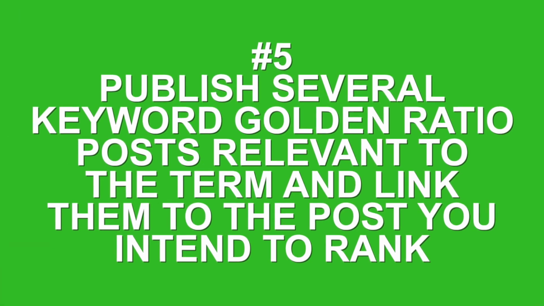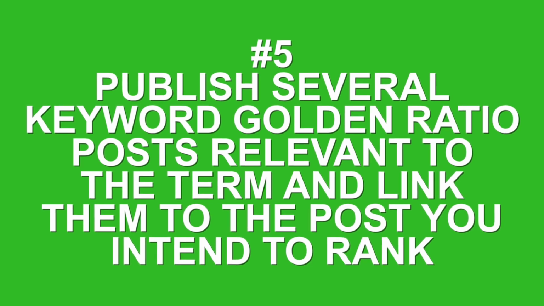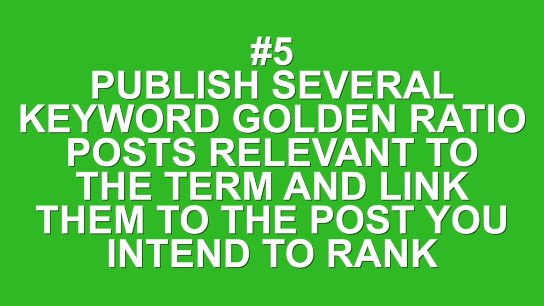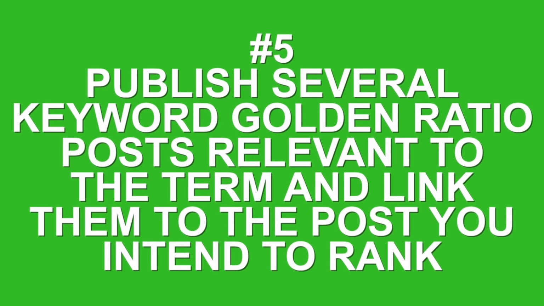You should go find keyword golden ratio type keywords. That's KGR. If you're not familiar, be sure to check out the playlist on the topic. Publish several keyword golden ratio compliant pieces of content on your site, say like 4 to 10 pieces of content that are relevant around the keyword that you're trying to rank, and then place links in those pieces of content to the post that you're trying to rank.